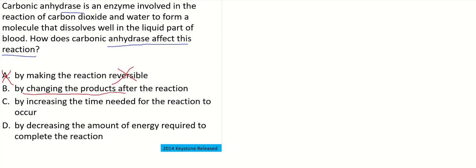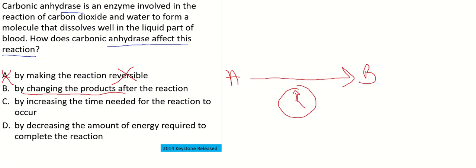It doesn't change the products. So what B is saying is, in a chemical reaction, A might turn into B. That's a chemical reaction. All right, and so that reaction takes a certain amount of time. With an enzyme, it might take less time. That's how I draw less time for me. But what this question is saying is it's going to change the products after the reaction has happened. It's going to change it into something else. That's another chemical reaction. That's not what enzymes do.